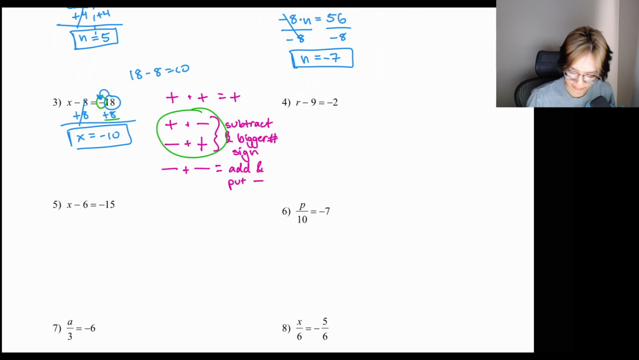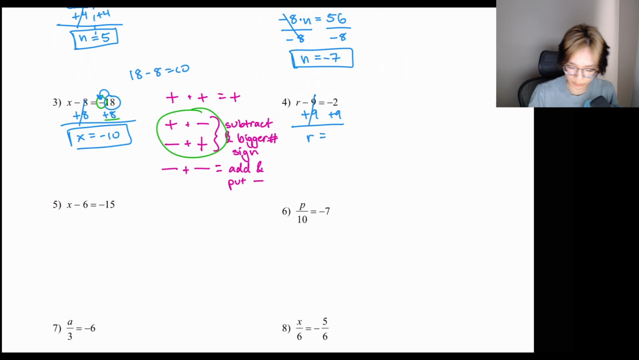Next one, r minus 9 equals negative 2. We want to solve for r. There's a minus 9 there. Opposite of subtraction, opposite of minus, is add. So we add 9 to both sides. Those cancel out. r equals negative 2 plus 9.